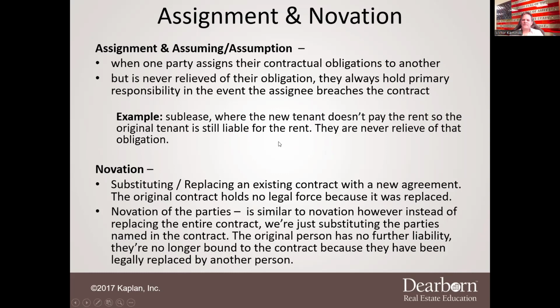Now, there is a way that you can be relieved of that obligation. It's called novation. Novation is substituting or replacing an existing contract with a new agreement, where the original contract holds no legal force because it's been replaced. You could also, instead of just replacing the contract, replace the parties named in the contract. This is called novation of the parties, where you're substituting an old person that was in the contract with a new one, and the old person is fully relieved of any contractual obligations that they previously had.